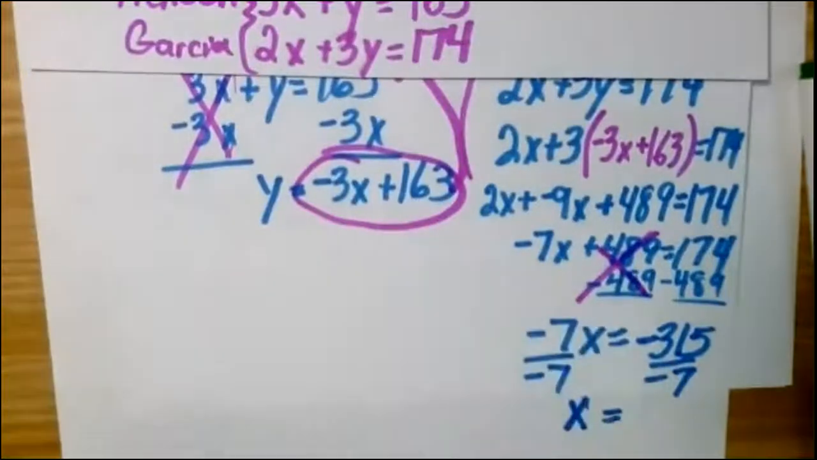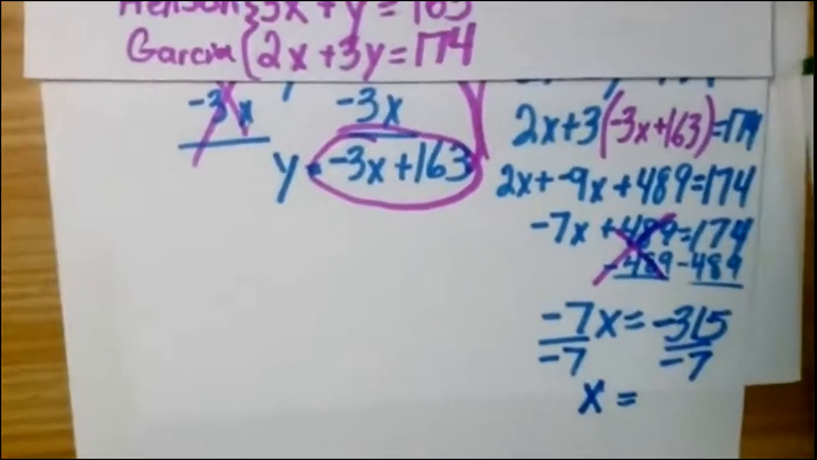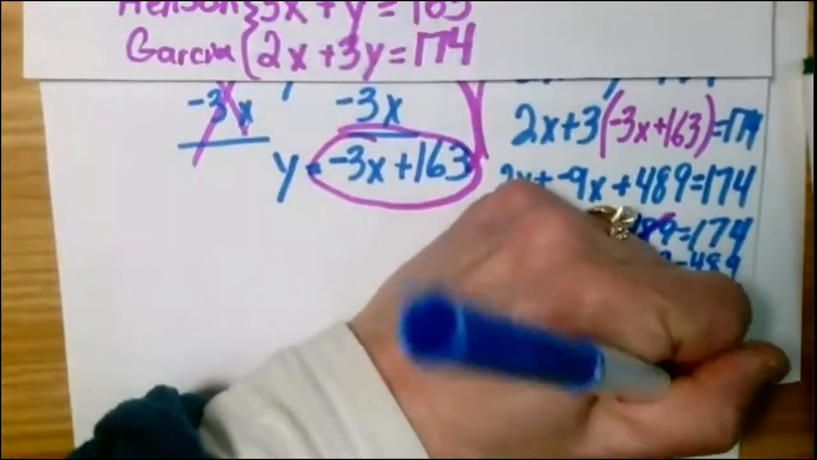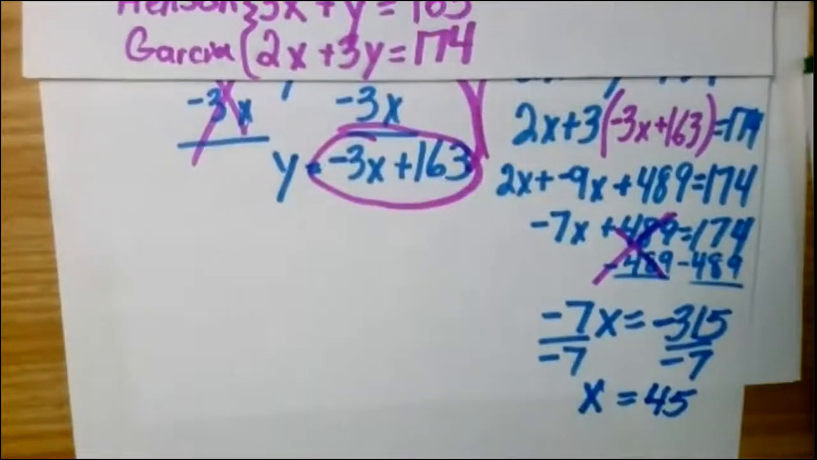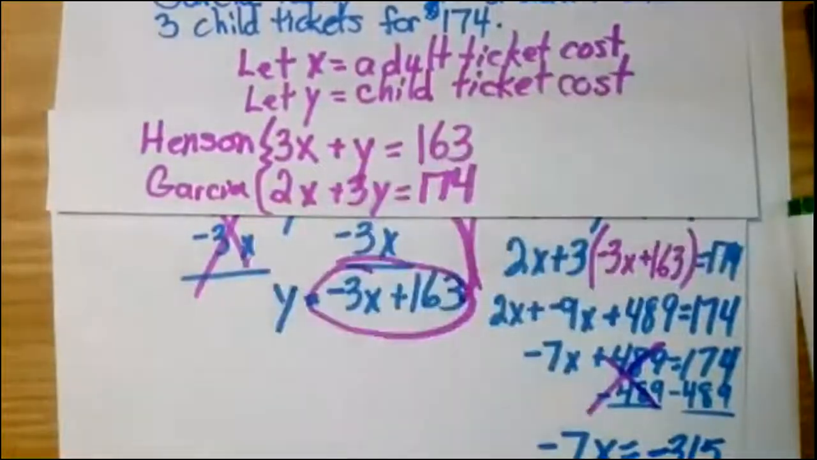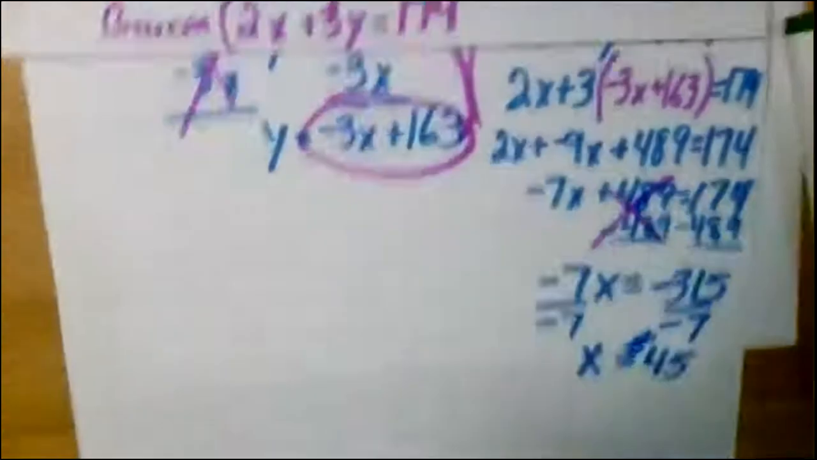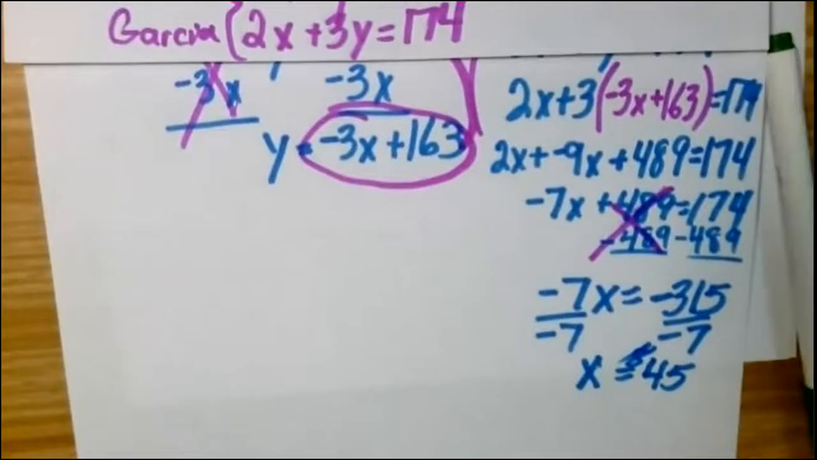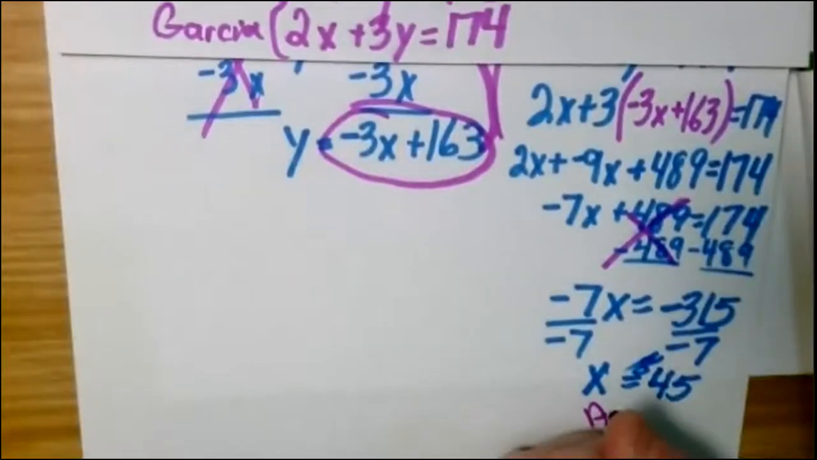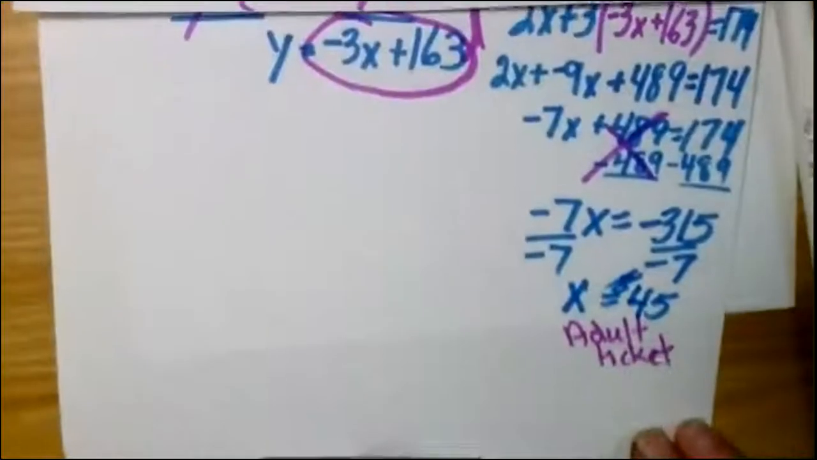Because in the context of this problem, if we end up with a negative answer, that wouldn't make sense, right? Because x stands for adult ticket cost. Well, you can't have a negative cost for a ticket. So now we take 315 divided by 7. We get 45. So that represents, go back up here, x is the adult ticket cost. So the adult ticket cost for letter B is $45, dollar sign in front of it. So that's the adult ticket cost.